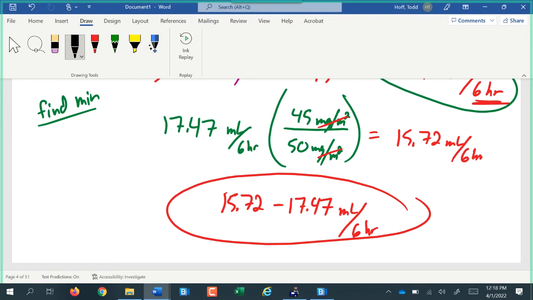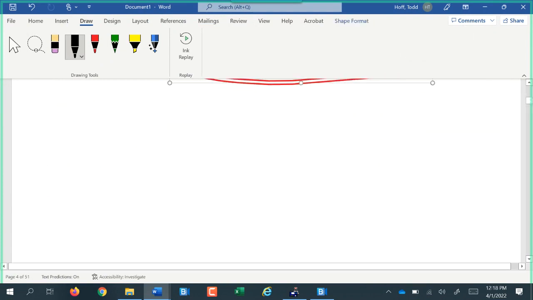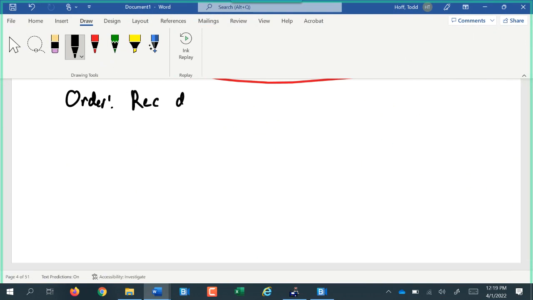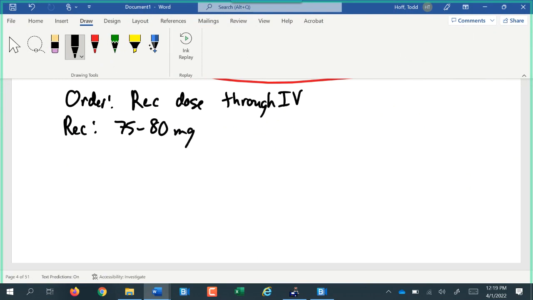And of course, this can go into an IV. So let's say the doctor orders the recommended dose be administered through IV. So let's say our recommendation here is 75 to 80 milligrams per meter squared every 8 hours. The label on our supply is telling us 25 milligrams in 12 milliliters.